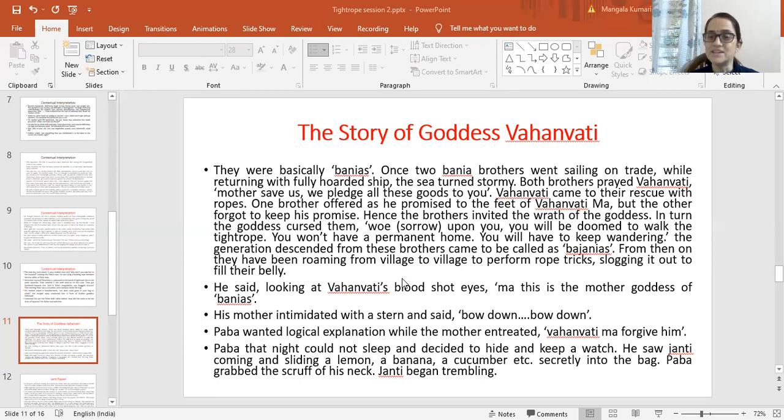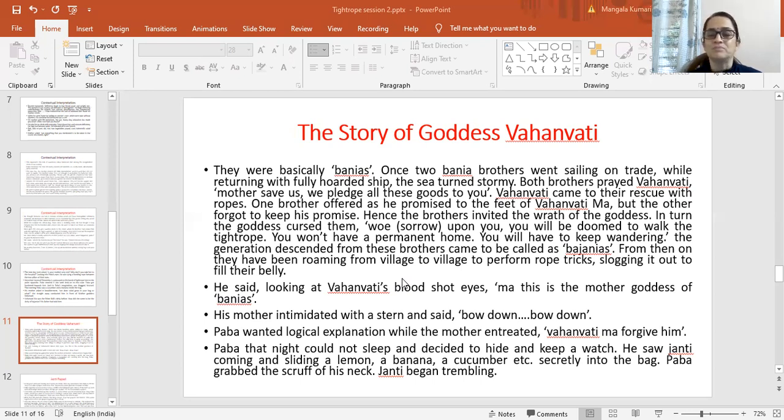Paba wanted a logical explanation, actually, not the myth. Okay, so but mother entreated the goddess Vahanvati, Ma, forgive my son. Okay, so night he couldn't sleep. Paba couldn't sleep that night. He decided to hide and keep a watch. Who secretly keeps these veggies in my bag? I have to find it out.